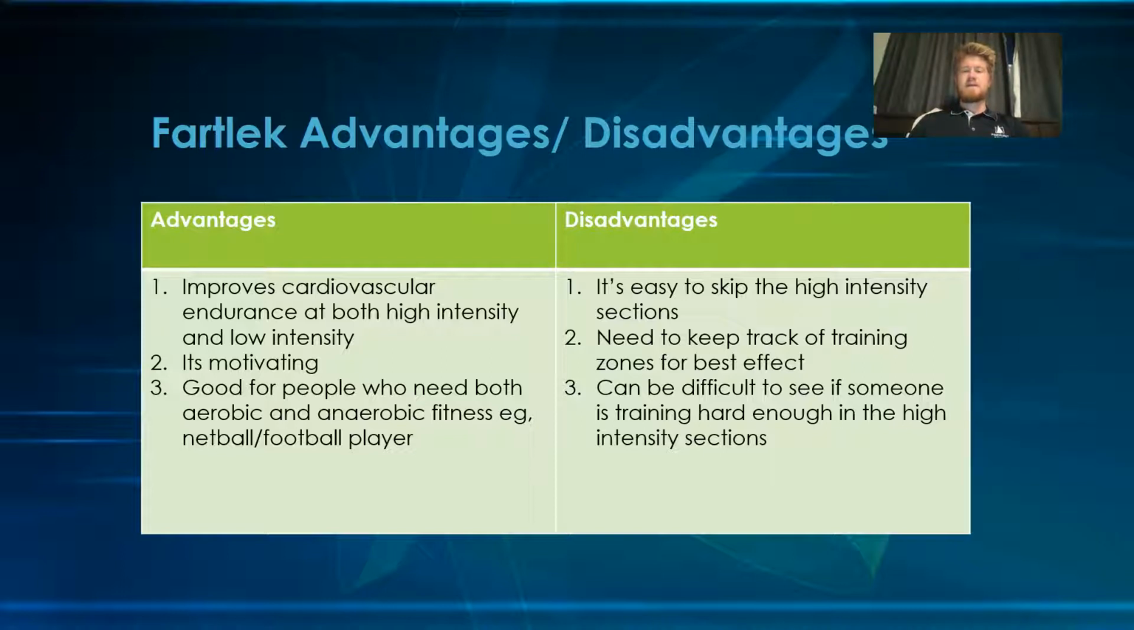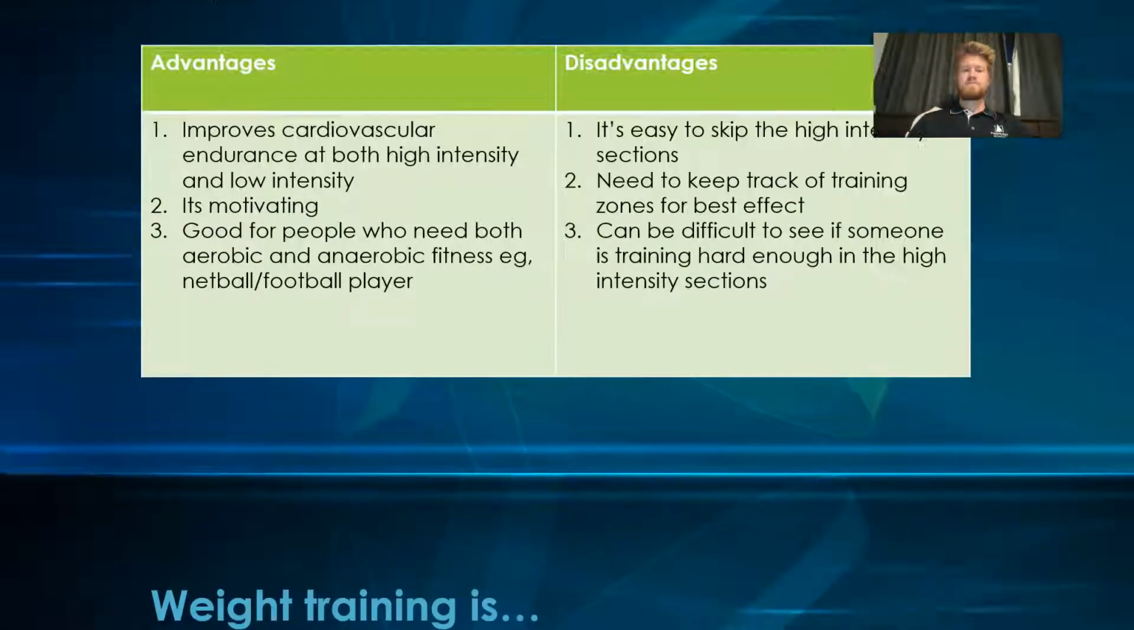Disadvantages. Because it can get harder the longer you go, you might be more likely to skip the high intensity parts of it. You need to keep track of training zones for the best effect, so your max heart rate zones, so maybe 90%, 80% for your sprint sections. It can be difficult to see if someone is training hard enough in the high intensity sections as well. So it's kind of something you need to keep track of for yourself.